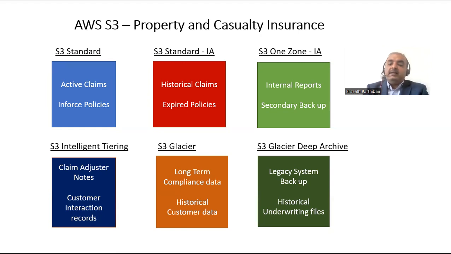Or historical underwriting files. For some reason, 10 years back, there were underwriting rules or some kind of underwriting data that you used and you are no more using it. Just for reference purposes, you can store that in S3 Glacier Deep Archive. Again, these are the different classes and some of the use cases.